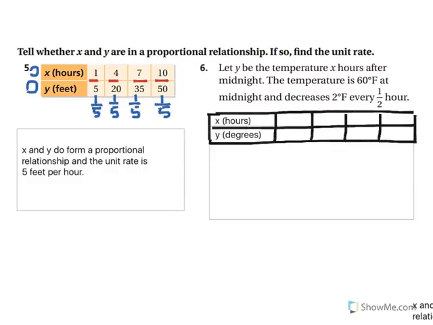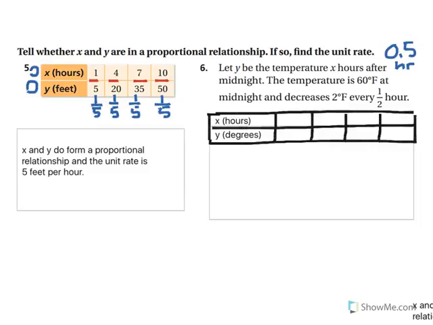Okay, for number 6, it's a little bit different. As I prompted with you guys, I told you to go ahead and make this into a table, plug in your values. If you get this wrong, it's okay. This is practice. I want you guys to understand when we're done what you did here. This is the information we know. It tells us the temperature is at 0 degrees Fahrenheit at midnight. It decreases every half hour. So a half hour is the same thing as 0.5 hours.